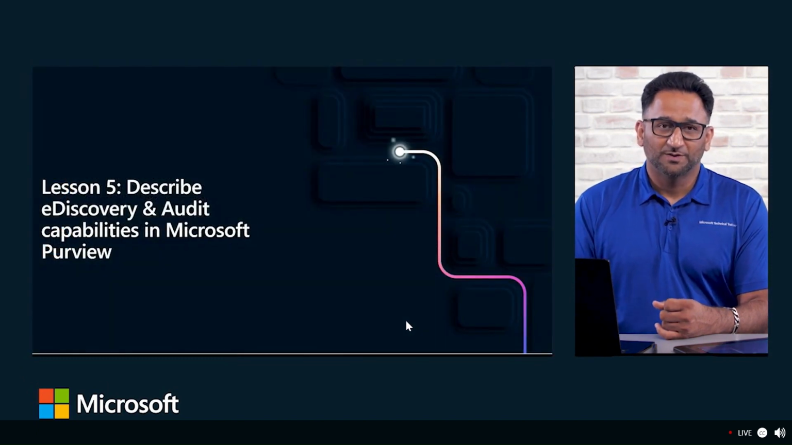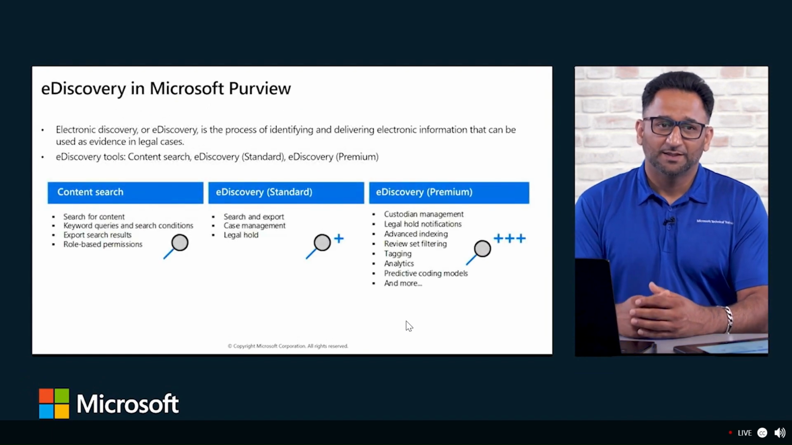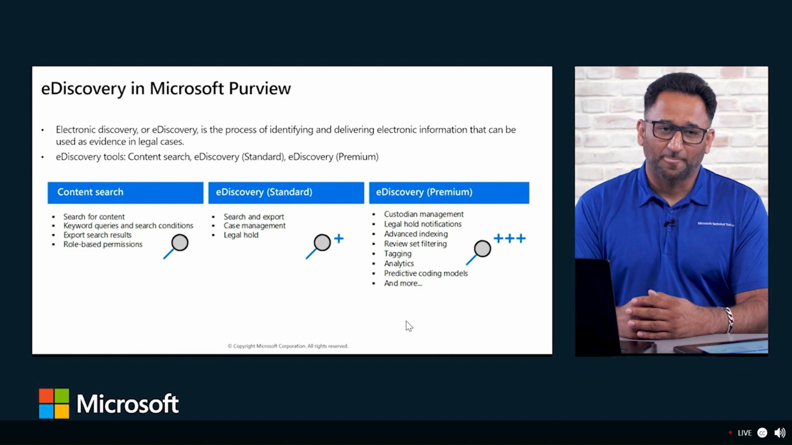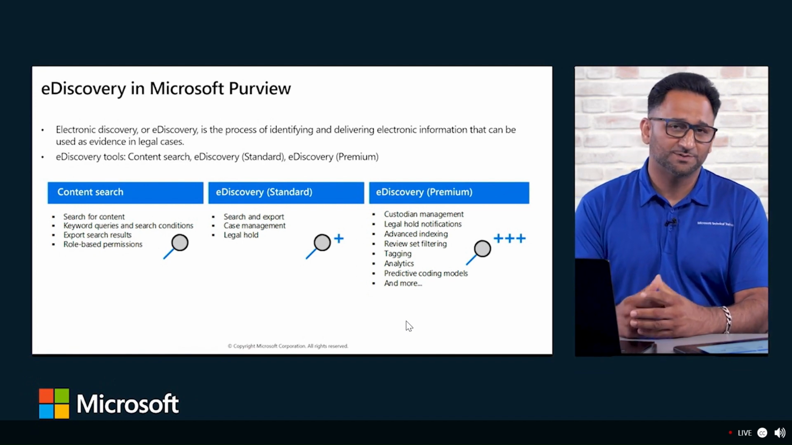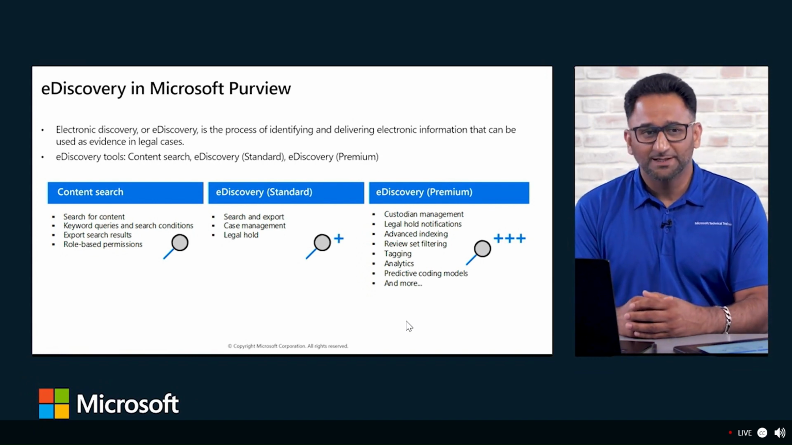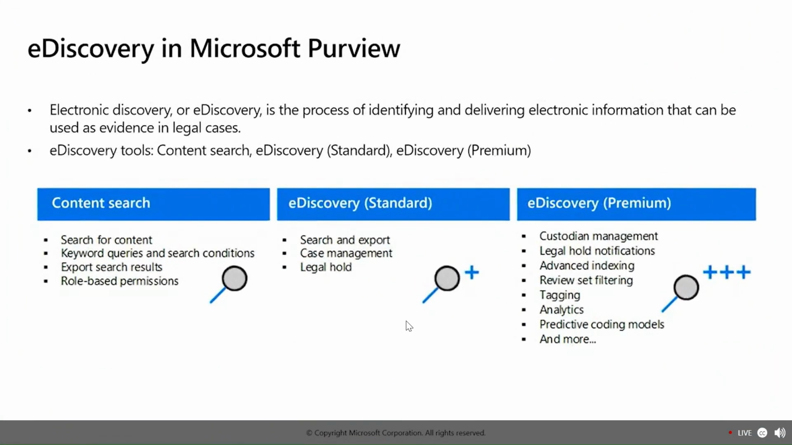Lesson number 5. We'll look at e-discovery and audit capabilities in Microsoft Purview. Now, by the end of this lesson, you should be able to understand e-discovery capabilities in Microsoft Purview and auditing capabilities of Microsoft Purview. E-discovery in Microsoft Purview. Now, before we go to e-discovery, Microsoft Purview has an option to help you with content search. This can allow you to search any content across your M365 suite. You can go to the content search and search for information that you require.